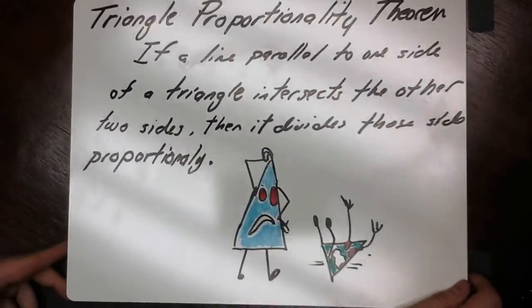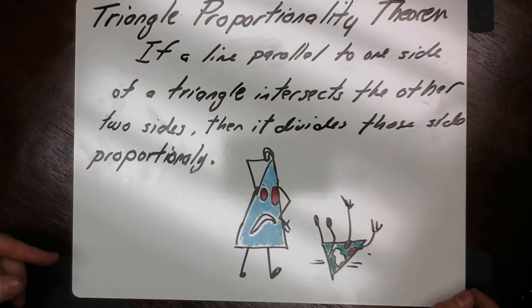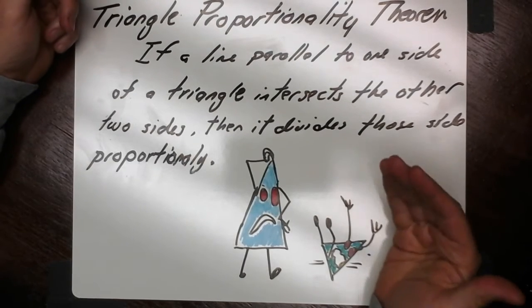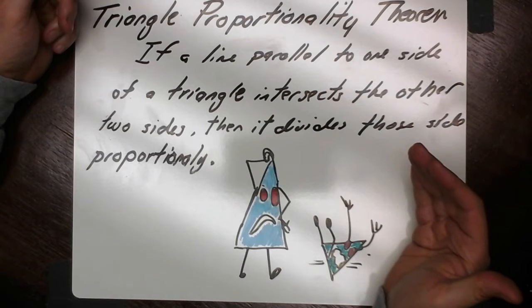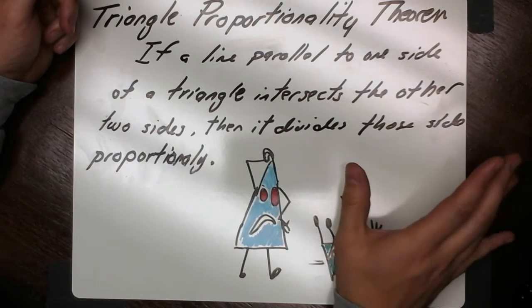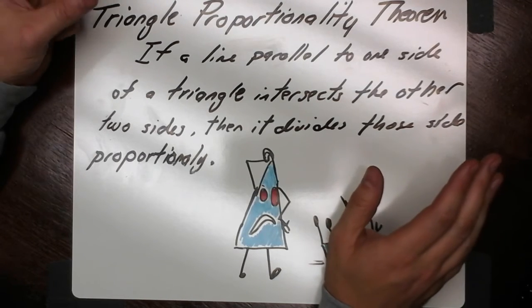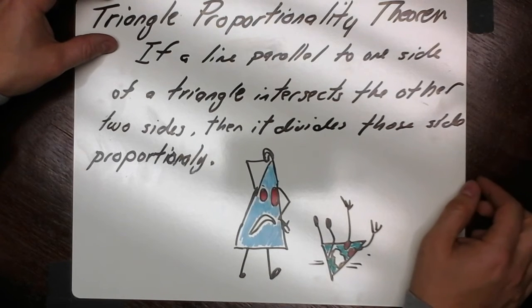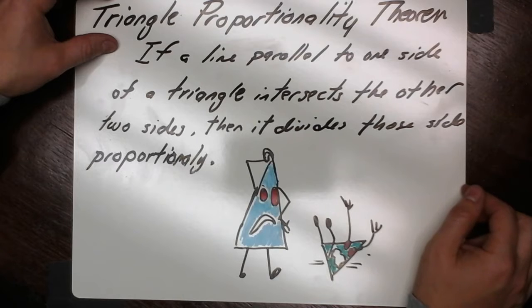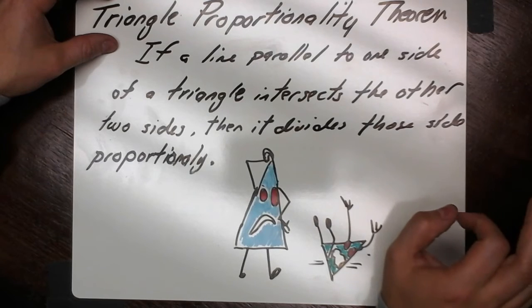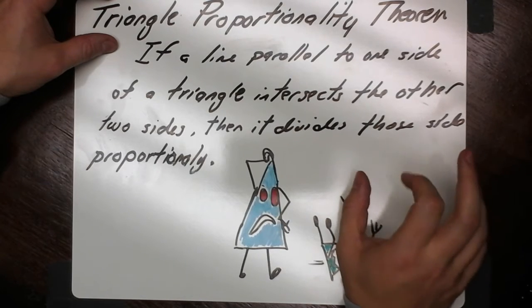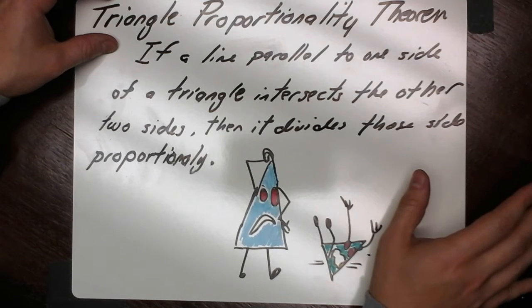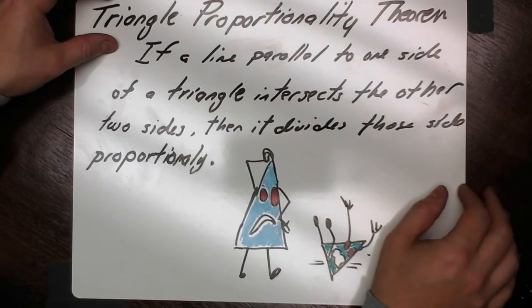So let's talk about what a theorem is. A theorem is a statement that's been proven true. Better yet, a theorem is a theory that's been proven true. So when we're saying theorem, we're saying the triangle proportionality was once a theory, and then it's been tested over and over and over again, consistently correct, so we then label it a theorem because it's true. There's no questioning it at this point.